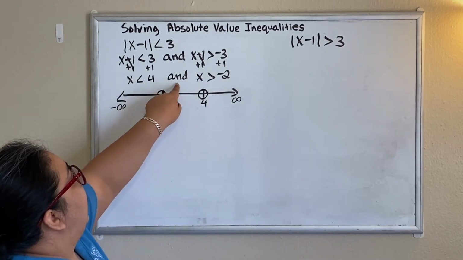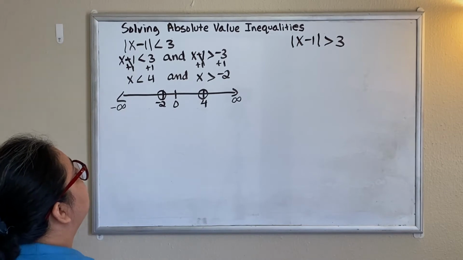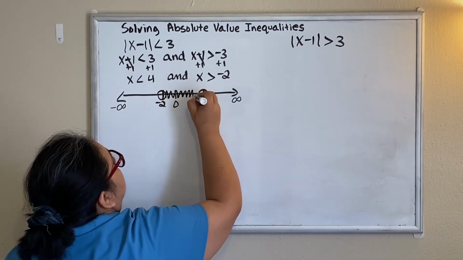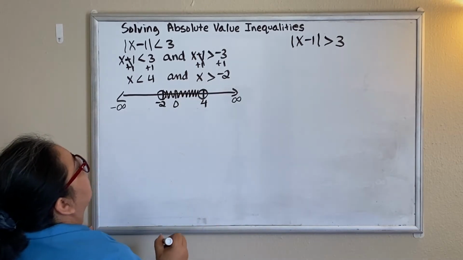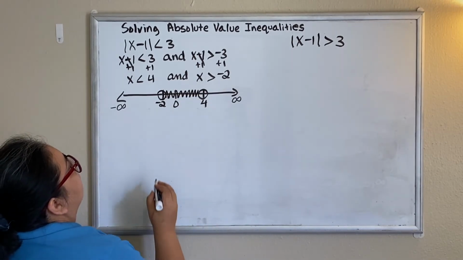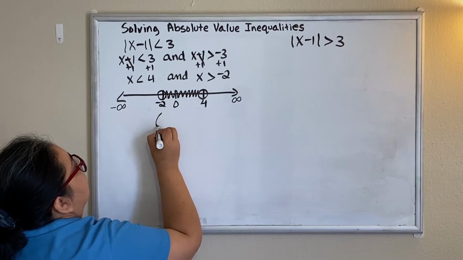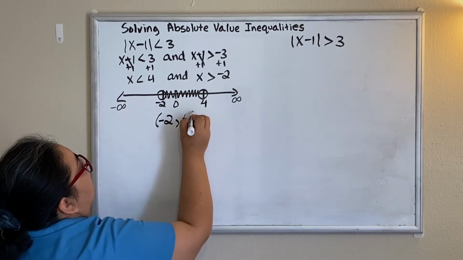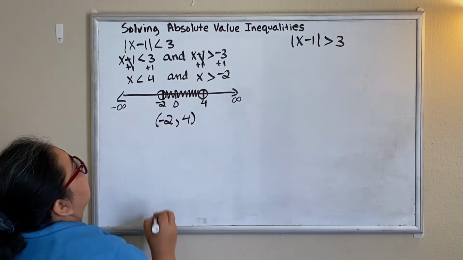Now this is an and statement. Since this is an and statement, we're going to shade in the middle. So now in interval notation, this is open, so I'll use a parentheses, negative 2 comma 4, and this is open, so we use a parentheses.